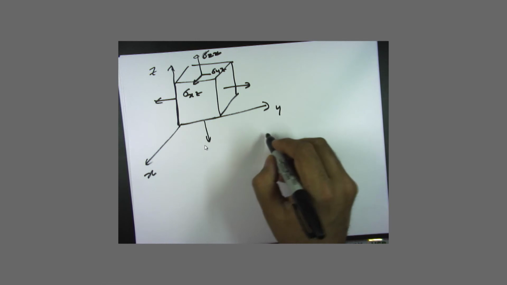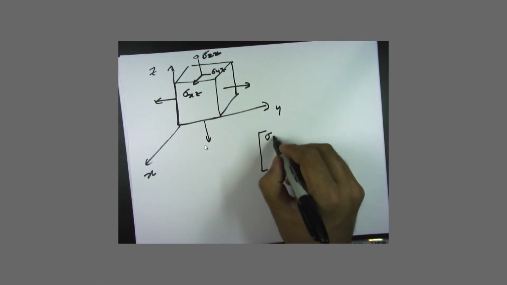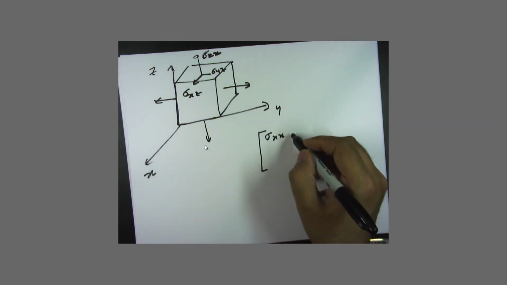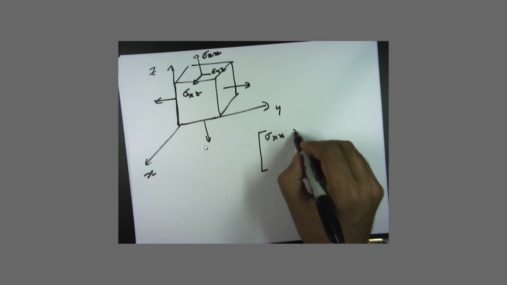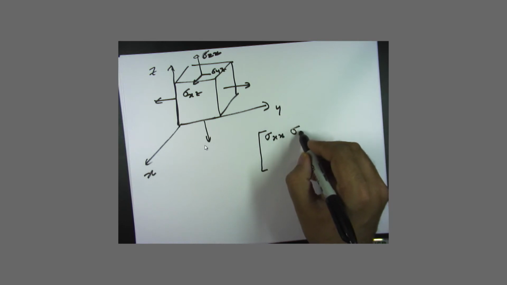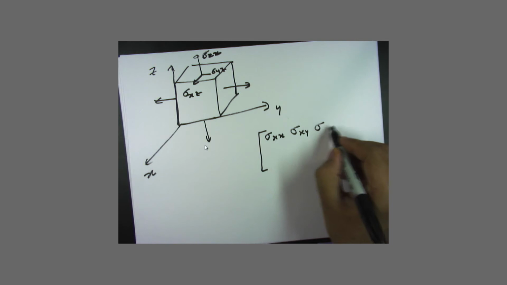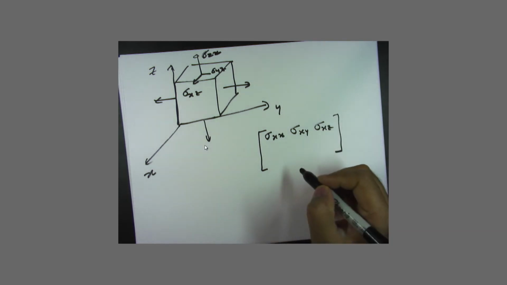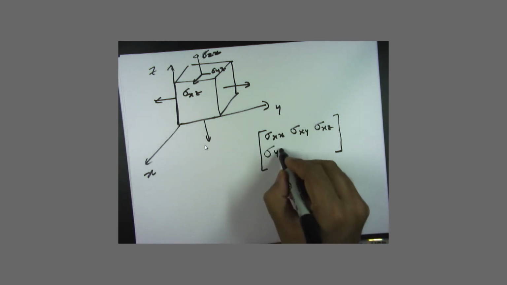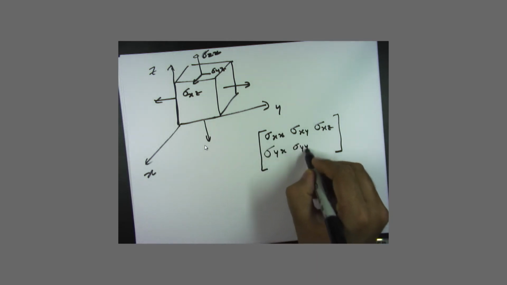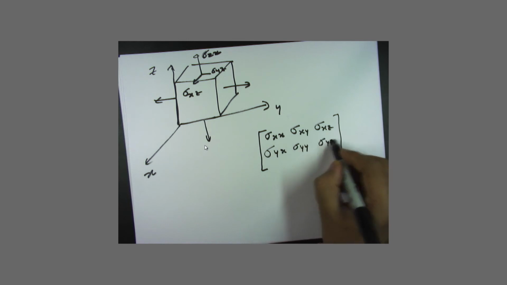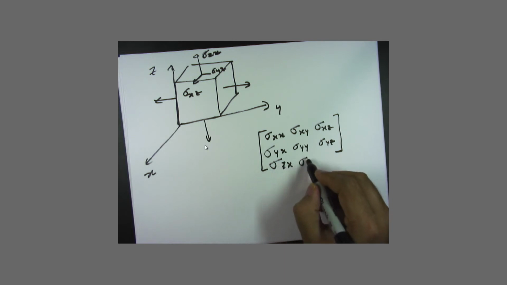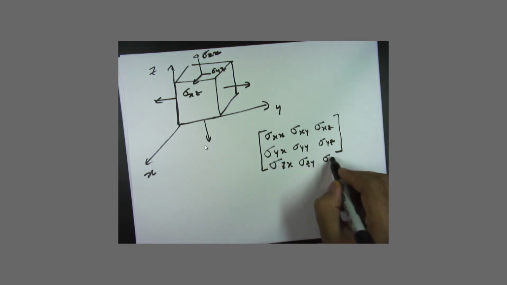Now if you look at all these 3 directions x, y and z, then you come up with a matrix which will be sigma x x, which is the principal direction. And then there are other directions which are surface normal to it in 2 directions. So, we start with sigma x y, sigma x z, and then you can go sigma y x, sigma y y and sigma y z. Then you have sigma z x, sigma z y and sigma z z.